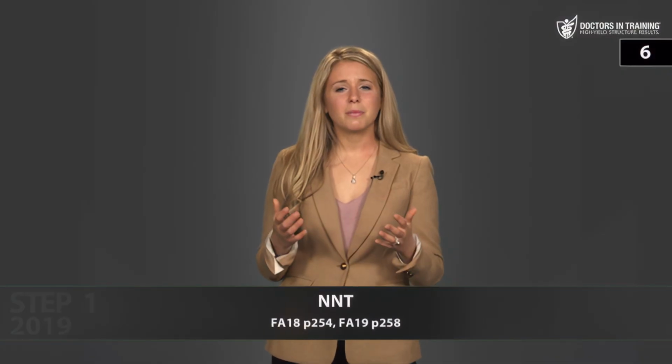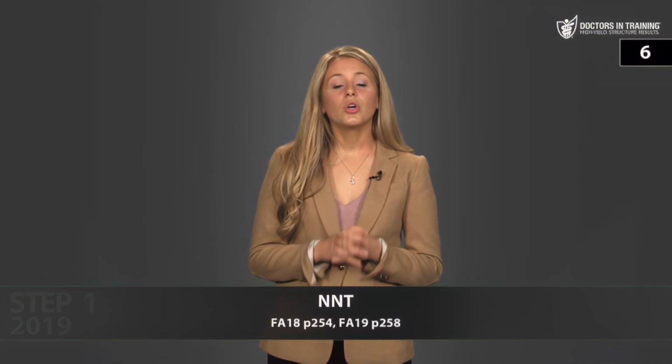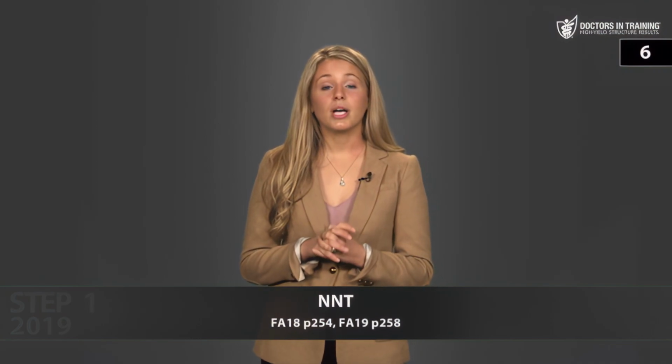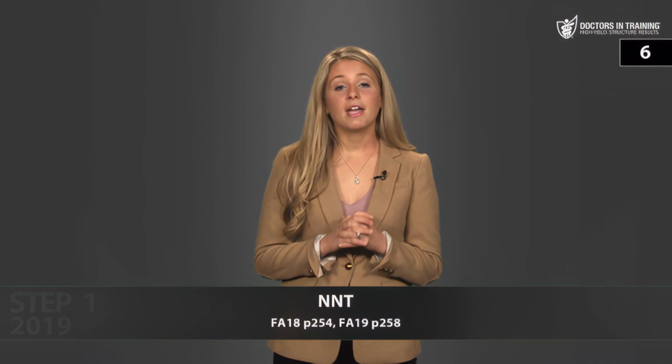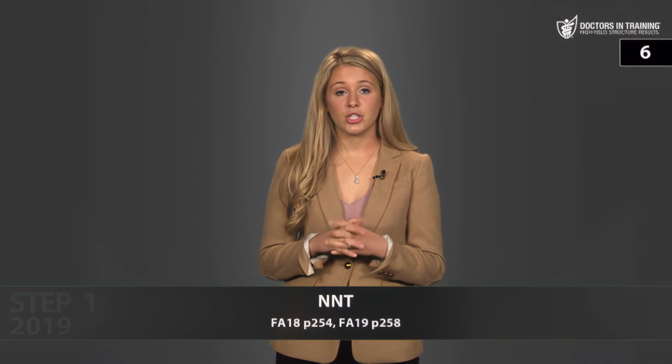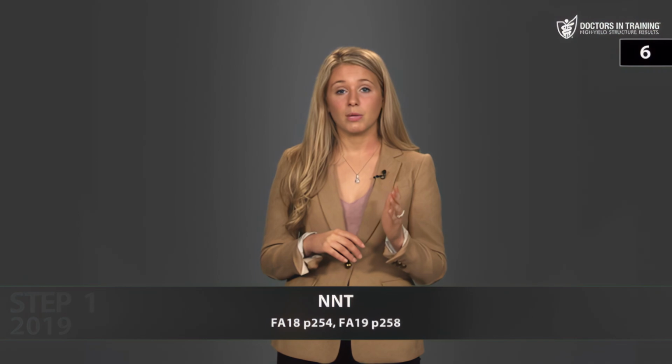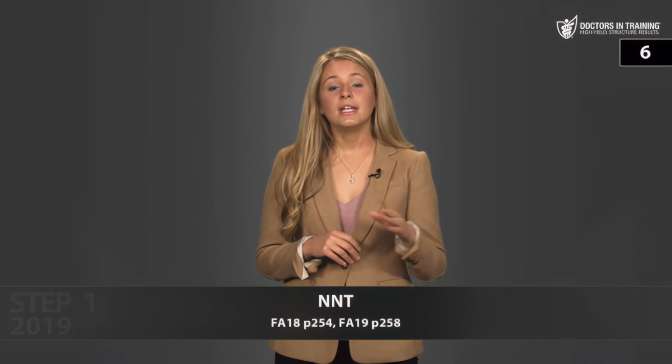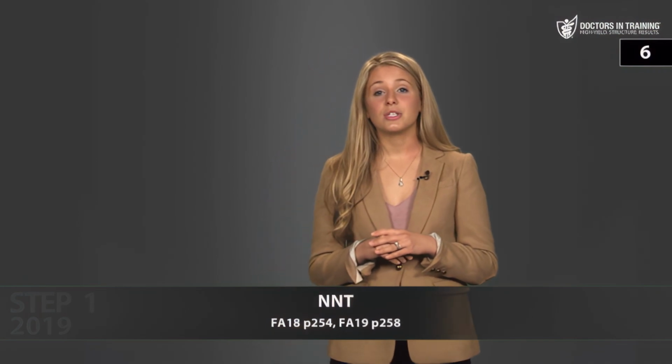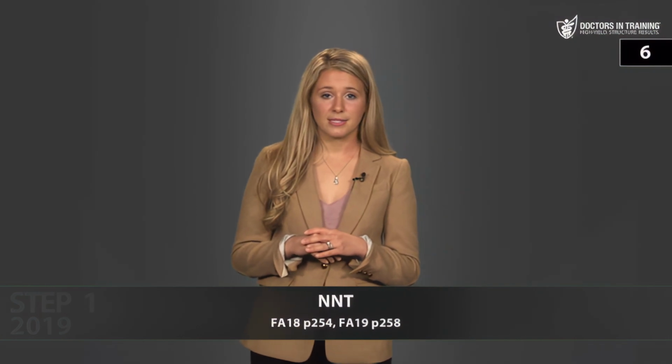Then wait, what's the number needed to treat? Remember, the number needed to treat is 1 over the absolute risk reduction. Therefore, the number needed to treat in this question is 1 divided by 0.1, which is 10. Therefore, you need to treat 10 patients to prevent 1 case of diabetes.